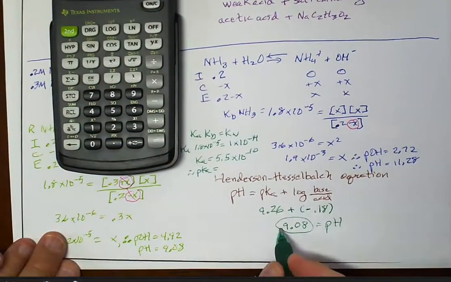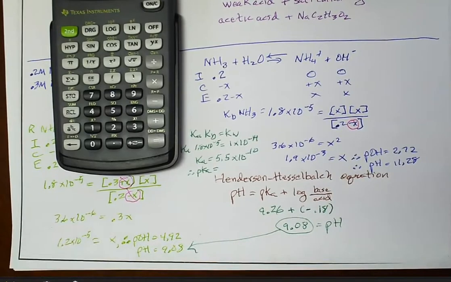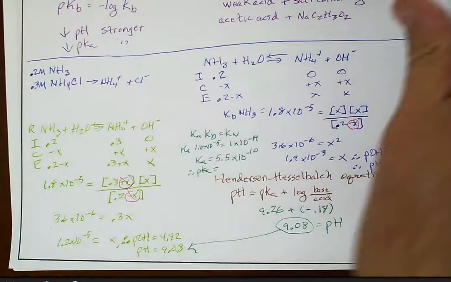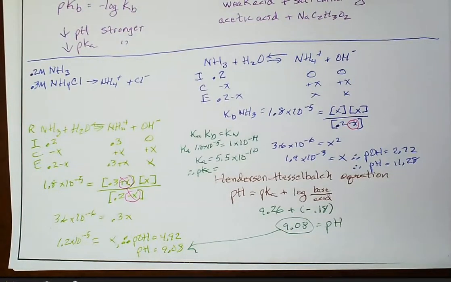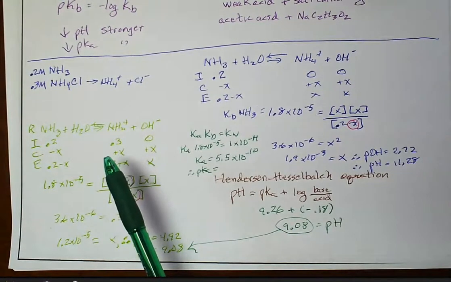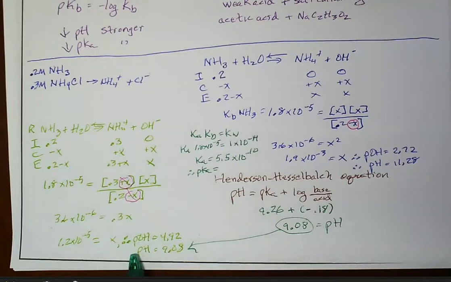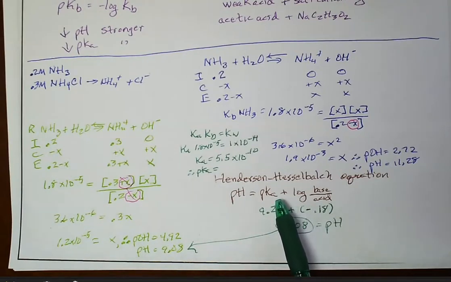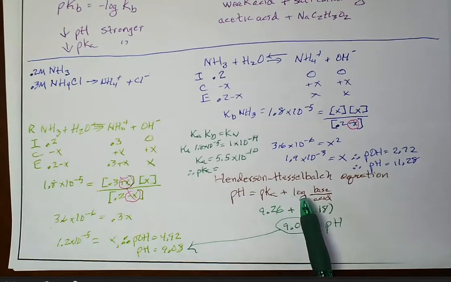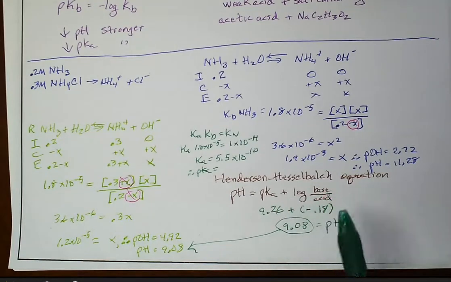By the way, that's what we got over here when we did it by the Rice method. How about that? So, 2 different ways to find the pH of a buffer. You can do it the Rice method, or you can simply use the pKa of your conjugate acid and add to it the logarithm of the base over acid ratio.